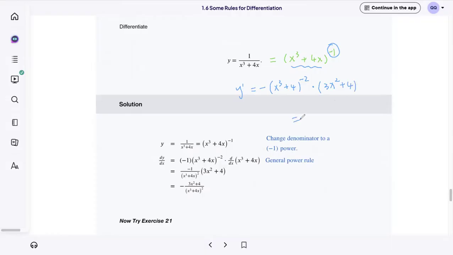Then I simplify, right? This term is raised by negative 2. That goes to the denominator. And this term raised by 1. That goes to the numerator.